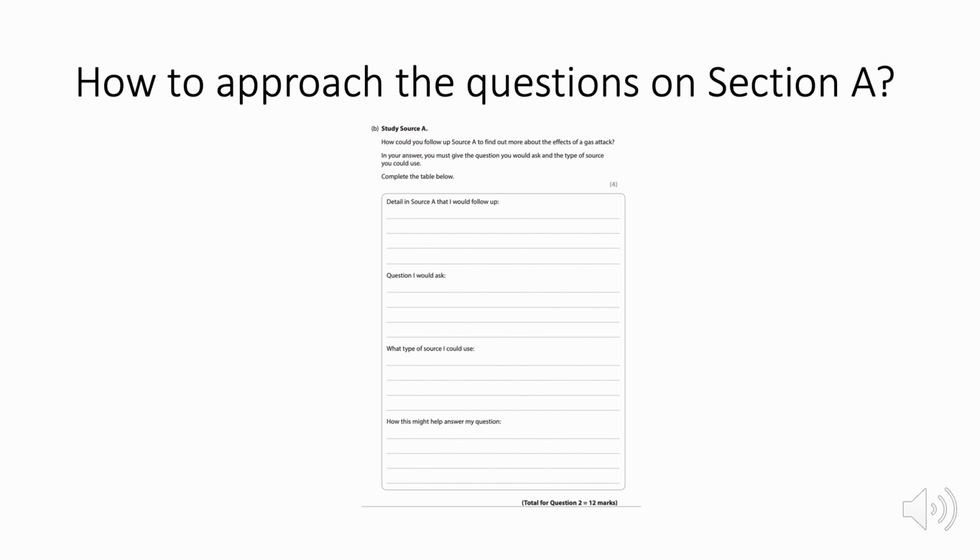And then the final question is saying how that source that you could use, which you've already mentioned, so in this case the RAMC medical records, is going to help you answer your question, so the question that you've posed. All right, and that's just very simple: this source would help me understand, because the RAMC medical records provide detailed information about patients who have suffered from gas attacks, and therefore I could understand more about certain effects, something like that. And that way you're linking back to the original question, and you're going to pick up all the marks.